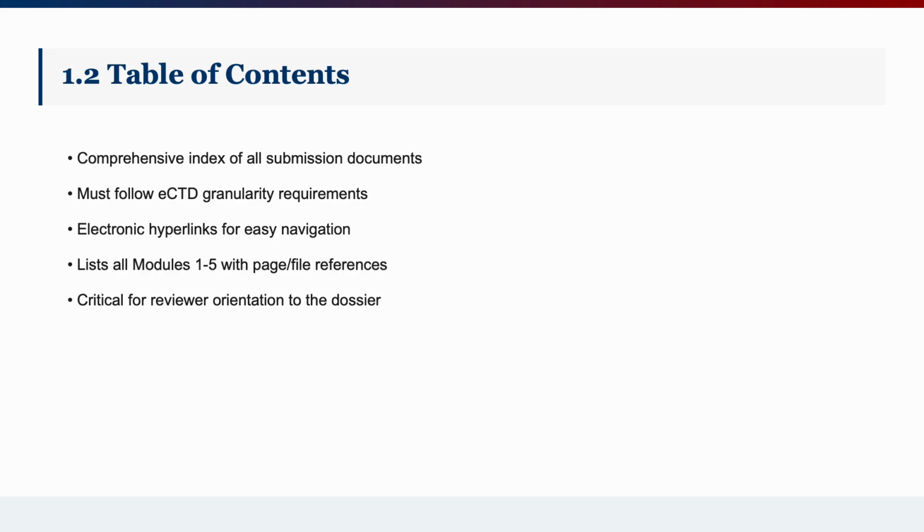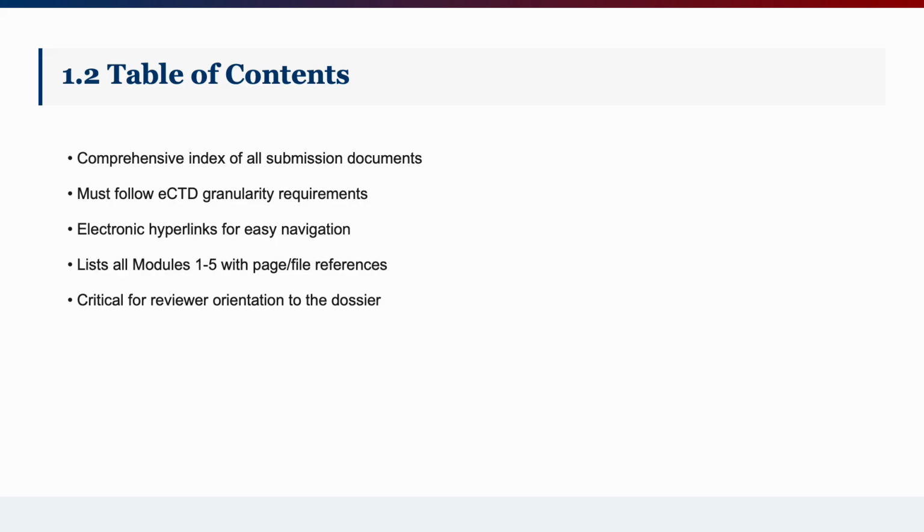In the eCTD format, this means following the established granularity requirements, which specify exactly how documents should be organized and labeled within the folder structure. One of the advantages of the eCTD format is electronic hyperlinking. Your TOC should contain working hyperlinks that allow reviewers to click directly to any document or section they need. This might seem like a technical detail, but it significantly impacts the review experience. A reviewer who can easily navigate your submission is a happy reviewer.